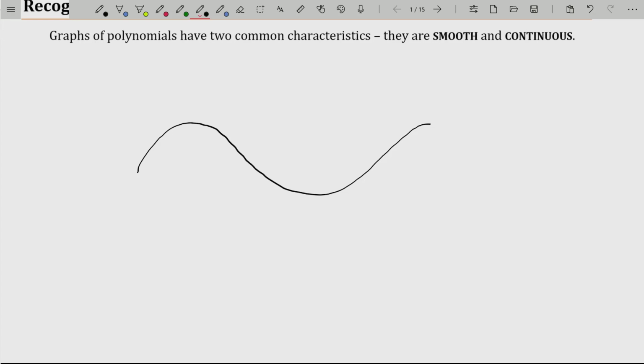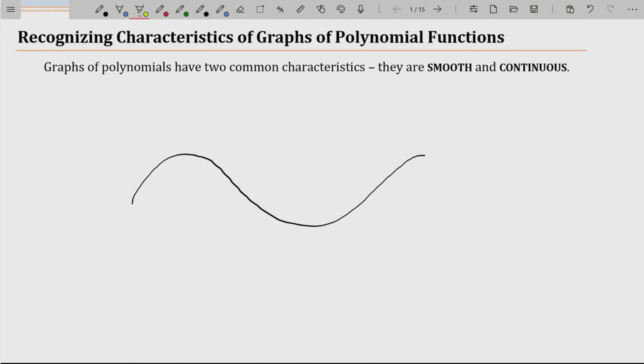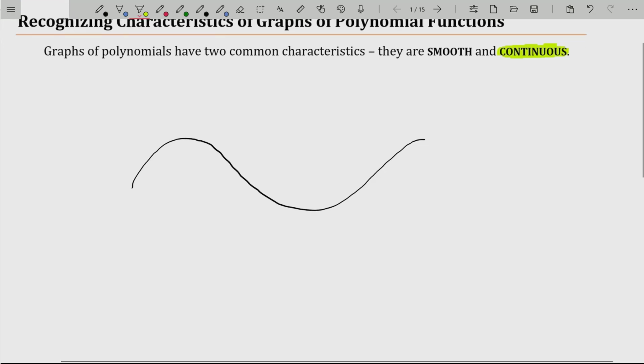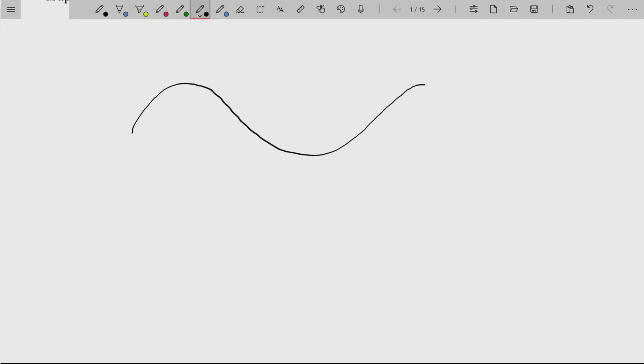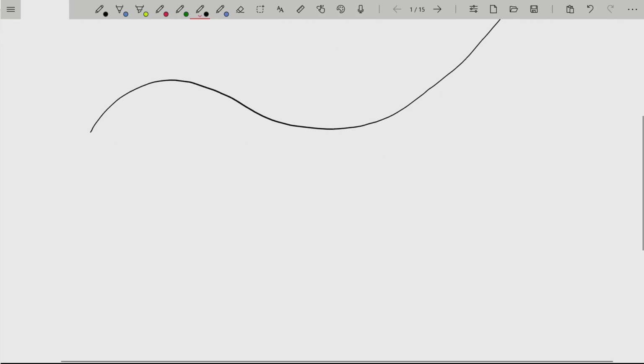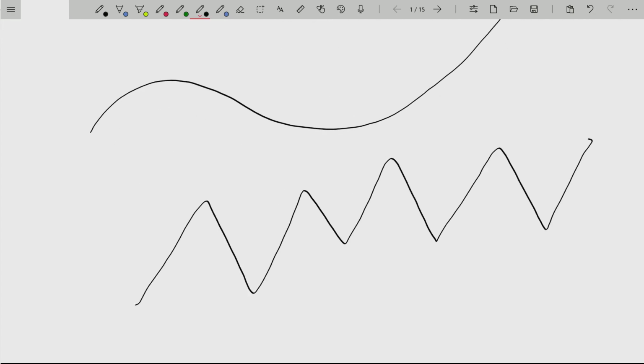The other characteristic is that polynomials are continuous. Now there's really one true definition of continuity, or that a function is continuous, but at this level in college algebra and in pre-calculus, a lot of students will hear that a function is continuous if you can draw it without lifting your pen. And so there are a lot of functions that are continuous. This function right here would be considered to be continuous, right? Because I drew it without lifting my pen.